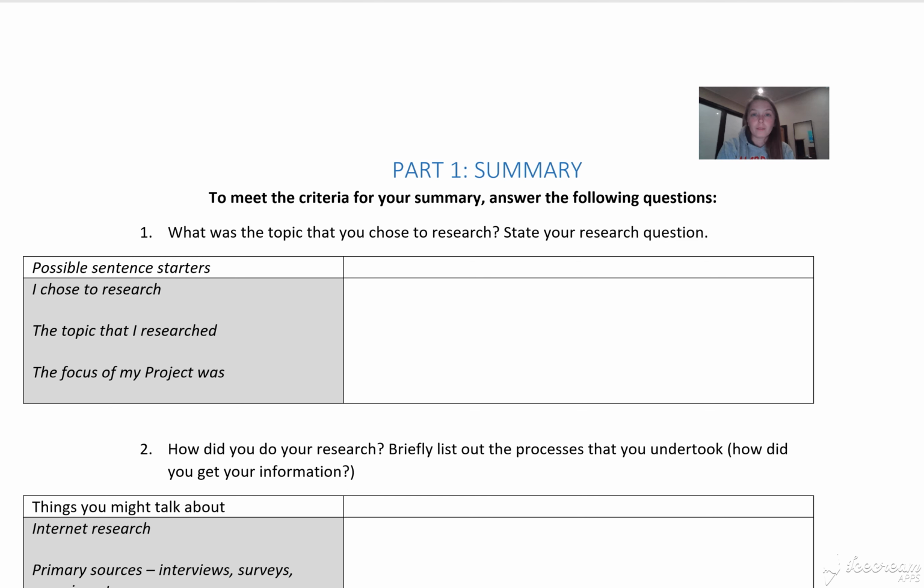So the first part that we're going to write today is the summary, and we are going to do this as a timed piece together, and we're going to submit it pretty much straight away because it's 150 words. That's like a few sentences.